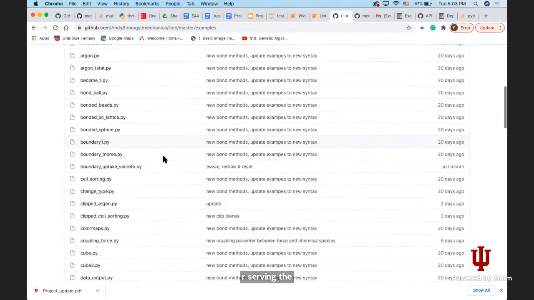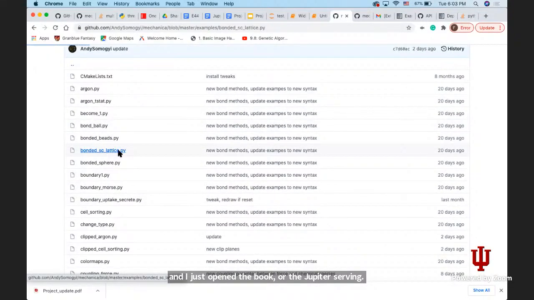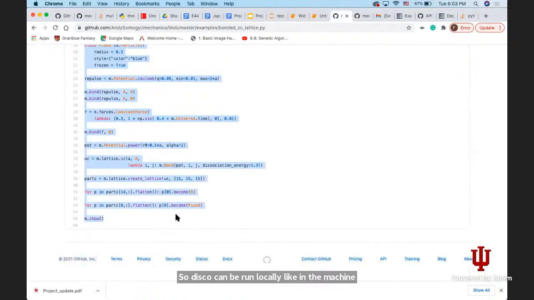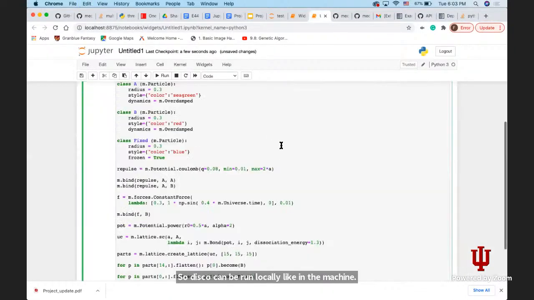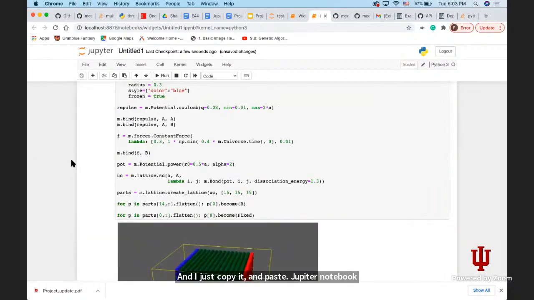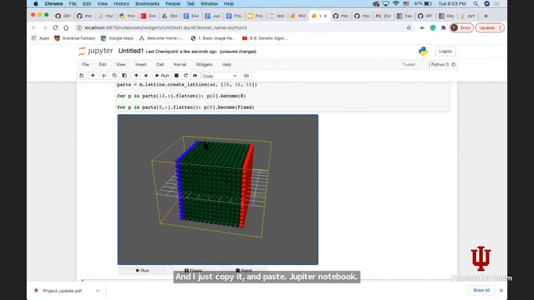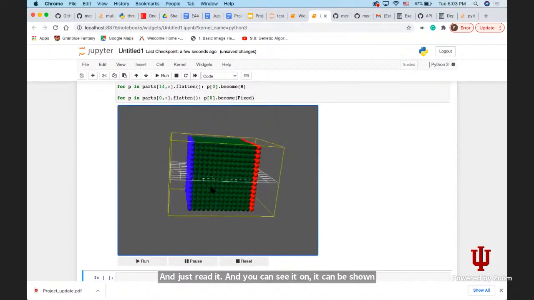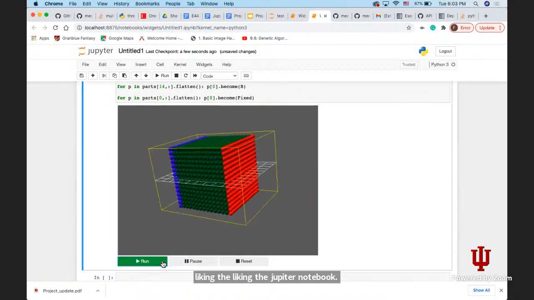Let me find an example code. For example, the bounded C latex code. This code can be run locally, on the machine. I just copy it and paste it in the Jupyter notebook and run it. And you can see it shown in the Jupyter notebook. And of course you can play with it and you can hit run and pause.